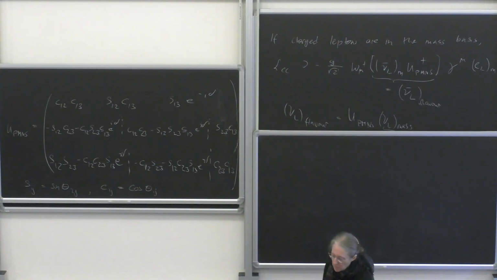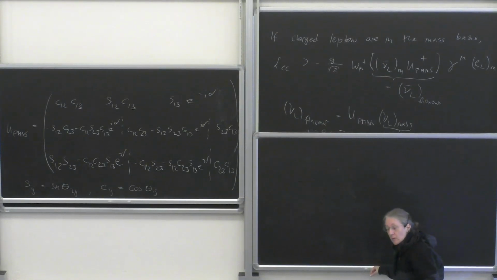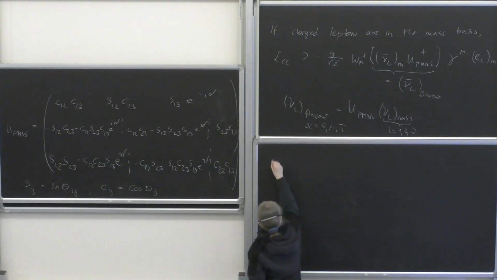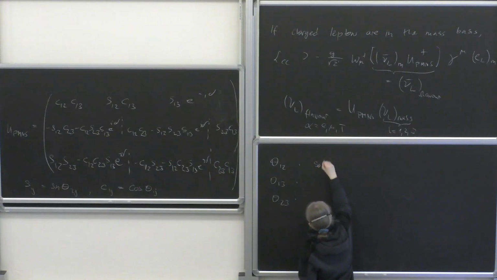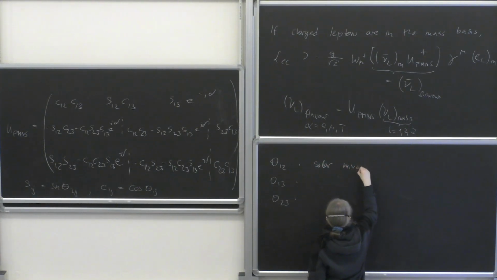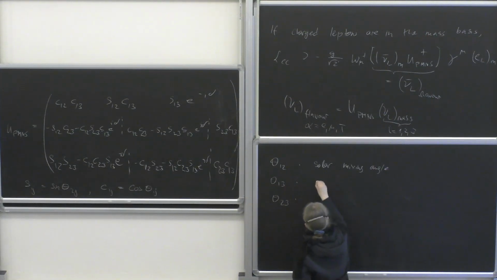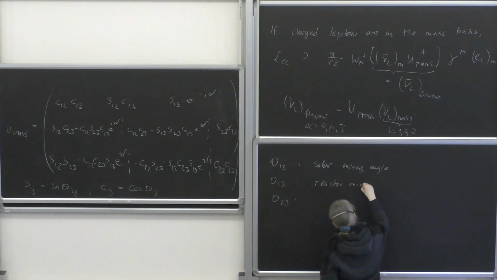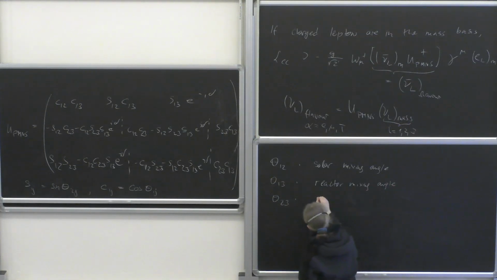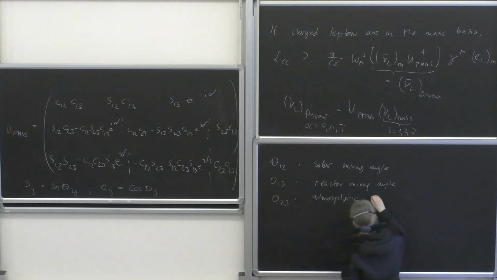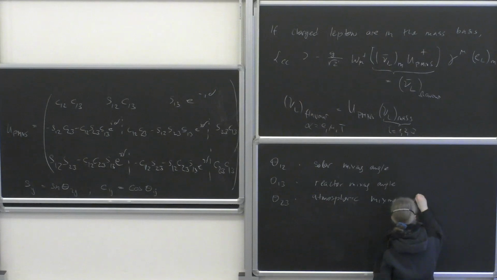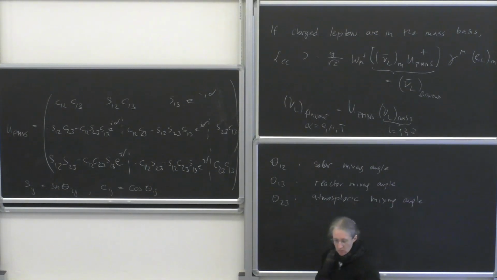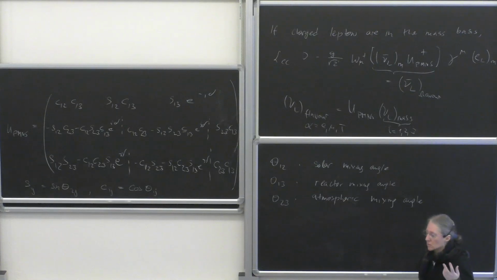Just to insist that this is related to the Dirac nature, this is the exact equivalent of what we have among the quarks. So if we have theta 12, theta 13, and theta 23, the 1,2 is conventionally called the solar mixing angle. The 1,3 is the reactor mixing angle. And the 2,3 is the atmospheric mixing angle. I say historically, because these were the most dominant sources of neutrinos.